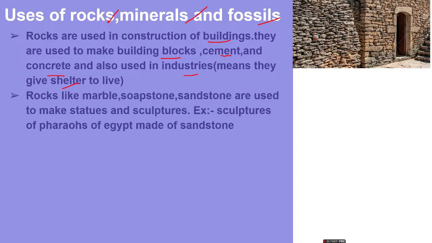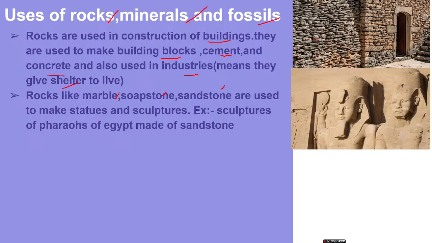Now rocks like marble, soapstone, sandstone are used to make statues and sculptures. For example, you can see here the sculptures of pharaohs were made of sandstone and remain till now. They are also helpful in making statues and sculptures where history is present or living till now, because you can see here in the image, these are the sculptures or statues of the pharaohs of Egypt who lived many years ago, around 500 BCE. So these are helpful in making sculptures and keeping history present.